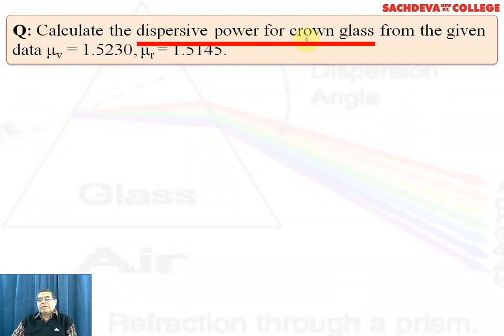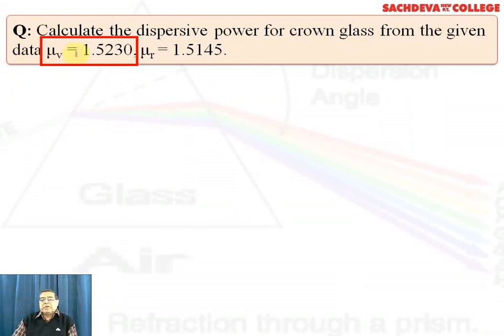Calculate the dispersive power for the crown glass from the given data. Now mu V is given to us, that is the refractive index for the violet light is 1.5230, and refractive index for the red light is given as 1.5145. Basically, we are finding the fluctuation starts at the second place of decimal, and refractive index for violet is greater as compared to refractive index of red. Condition is that calculation must be carried out at least up to 2 decimal places.